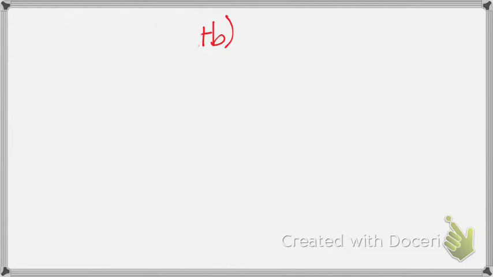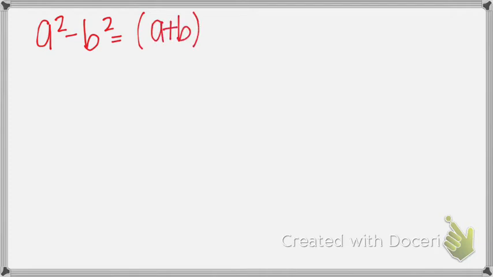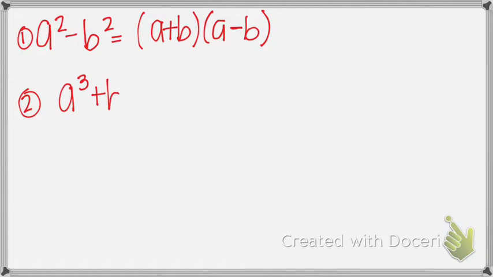Not this one, I wrote the wrong one. Sorry. A squared minus B squared. All right, so there's the first one you're writing. Second one is A cubed plus B cubed. Would this A cubed plus B cubed be the sum of cubes or difference of cubes? Sum or difference? What are we doing?